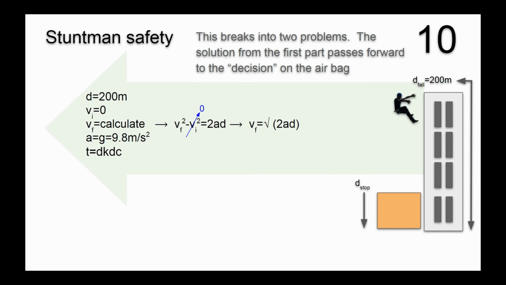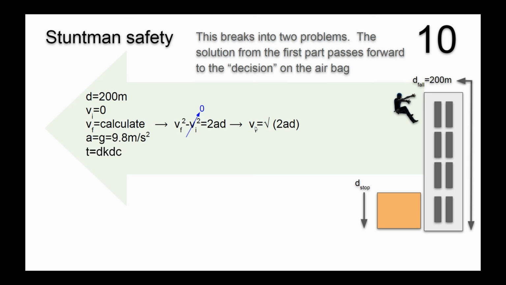So the problem will break nicely into two. The falling part is the first half. And what do we need to know? Well, he's going to hit the airbag with a speed and come to a halt. What's the speed he's going to hit the airbag with? Well, that would be his final speed when he strikes the airbag.